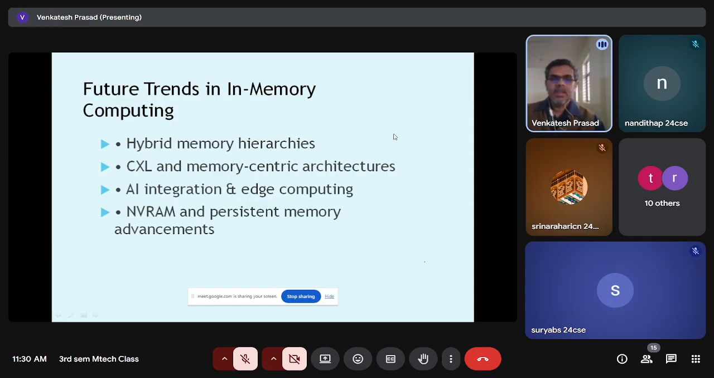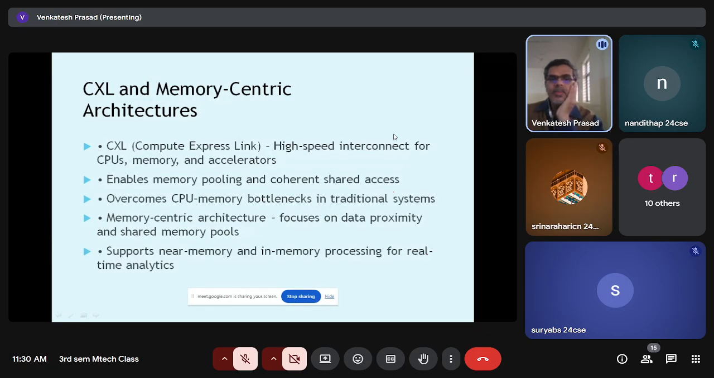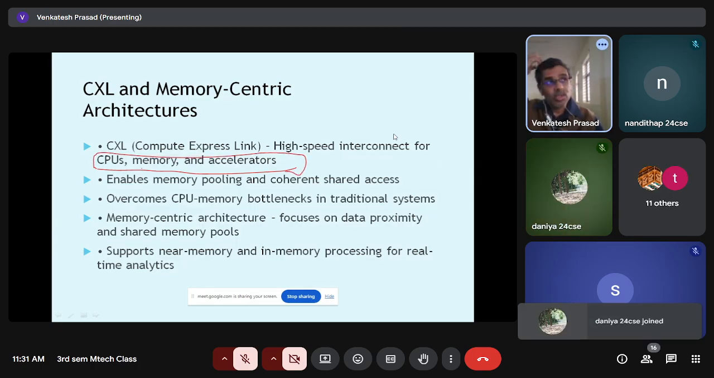There is CXL, which is Compute Express Link. They all use high-speed interconnect. So basically, you need support of hardware, high-speed network, and so on in order to access that memory grid. They also access the CPU grid and memory grid. They have lots of accelerators to make the data flow through very fast.